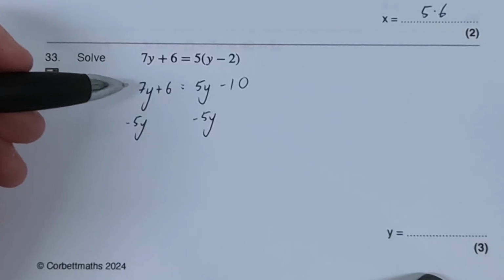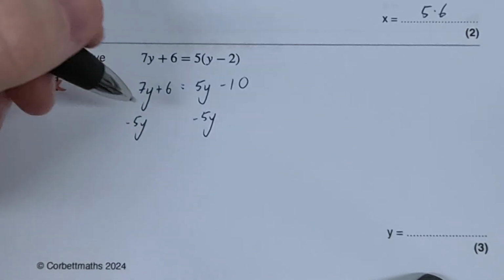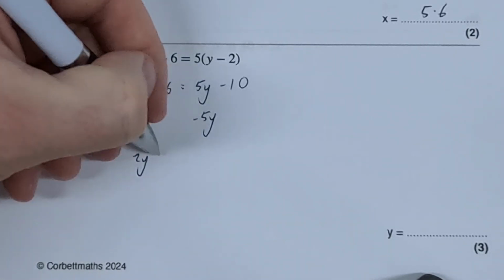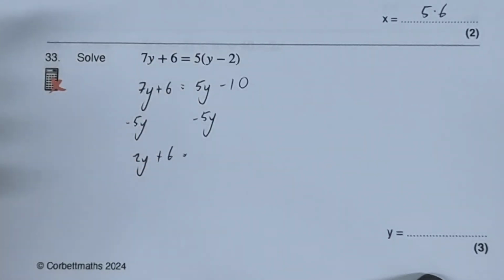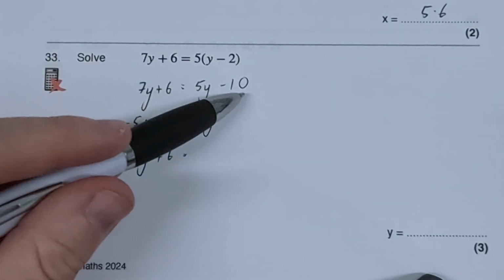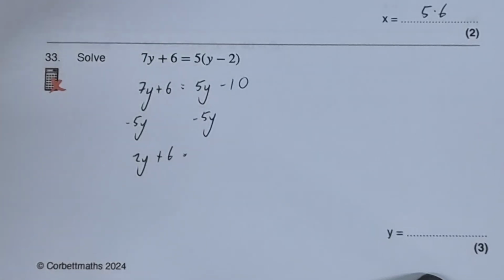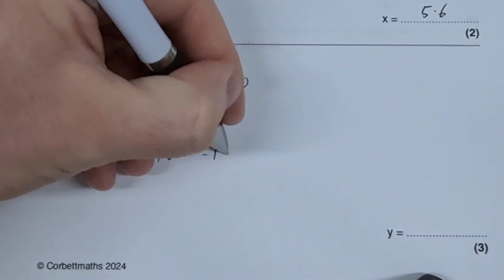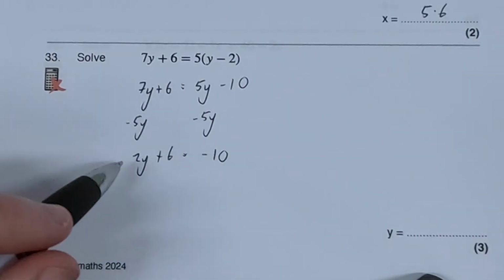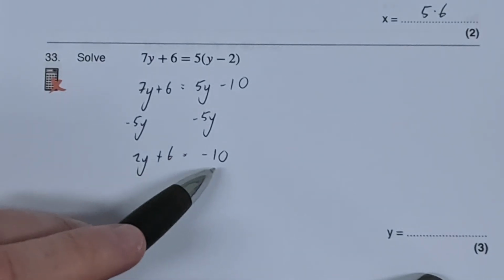So on the left-hand side, we had 7y. We're taking away 5y, so we're going to be left with 2y. And then we've still got our plus 6. And then on the right-hand side of the equation, we had 5y minus 10. We're taking away the 5y, so we're going to be left with minus 10. So we've now got 2y plus 6 equals minus 10.